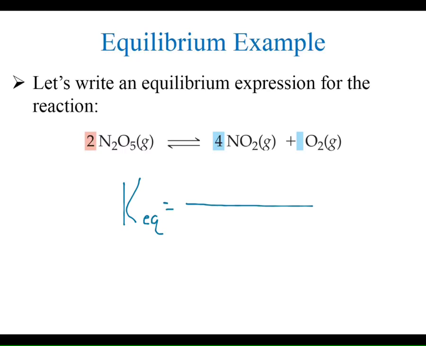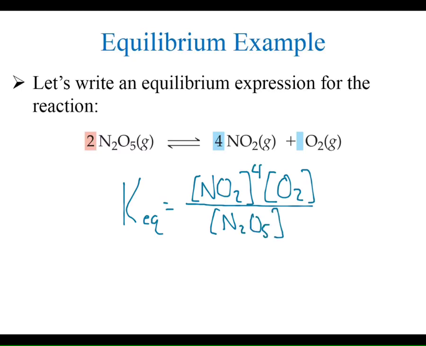I'm going to put concentration of products on top over reactants on the bottom. So my first product was NO2. So concentration NO2. So again, make sure you use square brackets, not little curvy brackets or parentheses. To the 4th power, because of that little 4 coefficient. Times concentration of O2. And there's no power there, I mean just a 1, because it's just 1 O2. Over the reactants, concentration N2O5 to the 2nd power, because there was a 2.